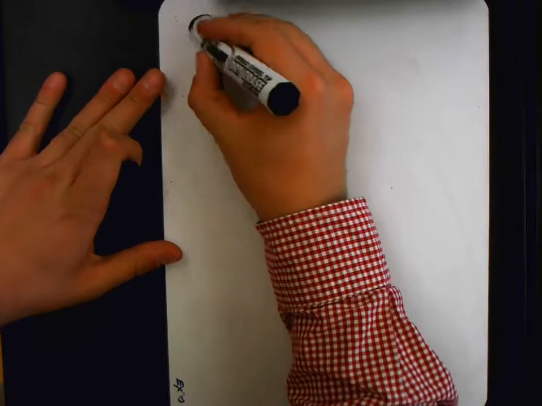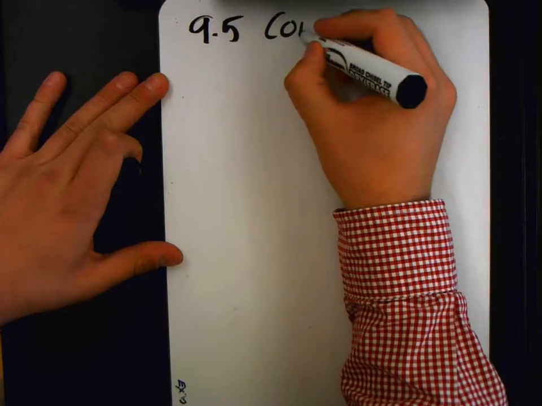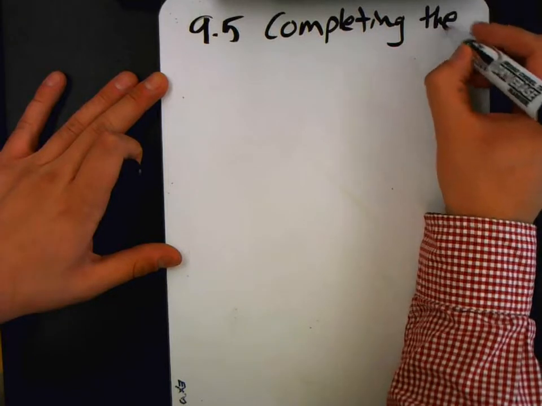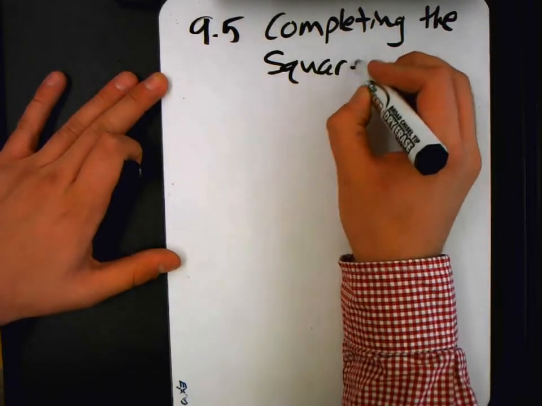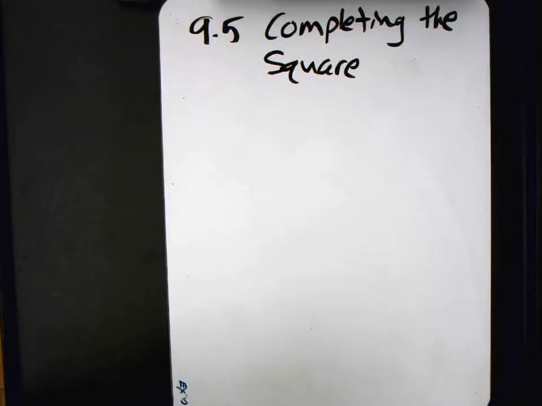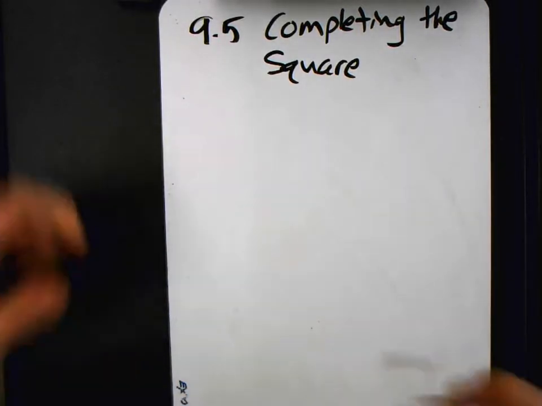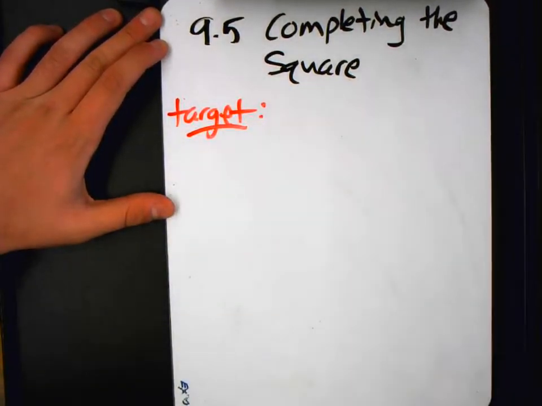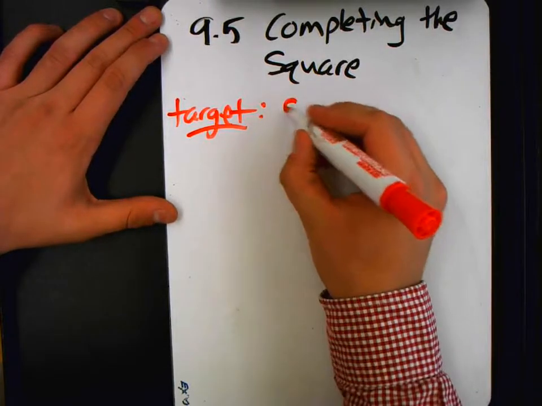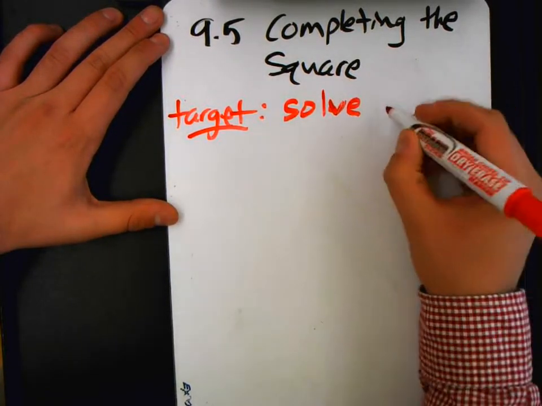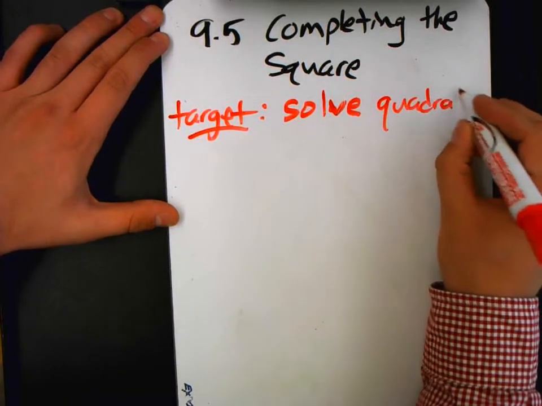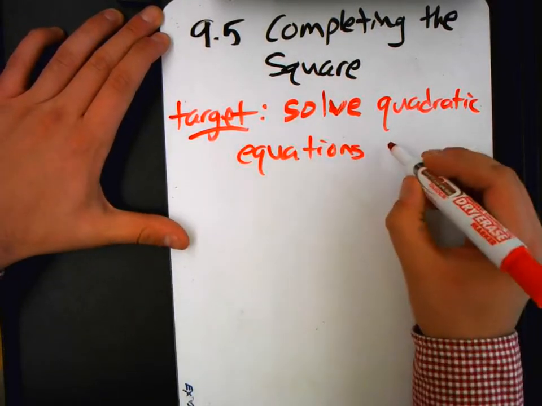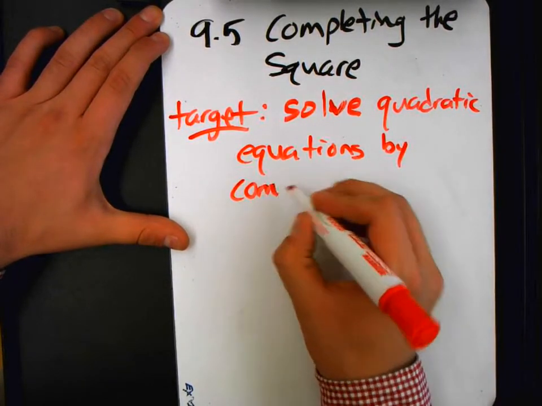Hello, I'm going to talk to you today about section 9.5 in the book, that is completing the square. And this is another method to solve quadratic equations instead of using the zero product property and factoring. The learning target is to solve quadratic equations by completing the square.